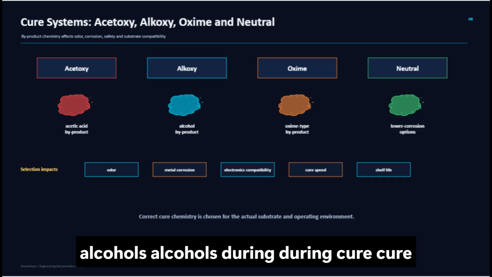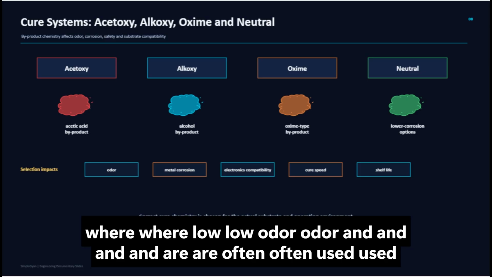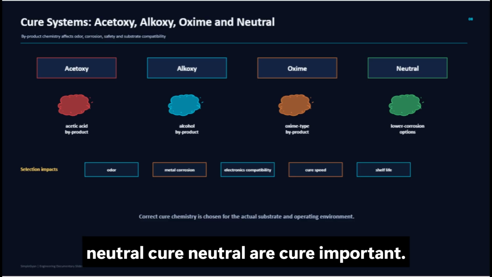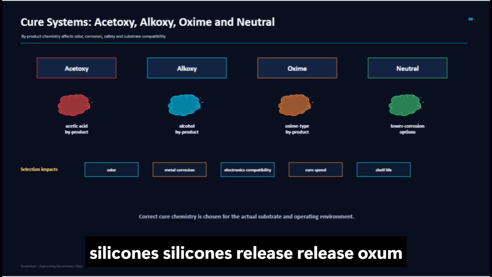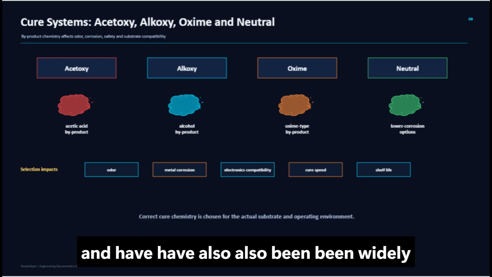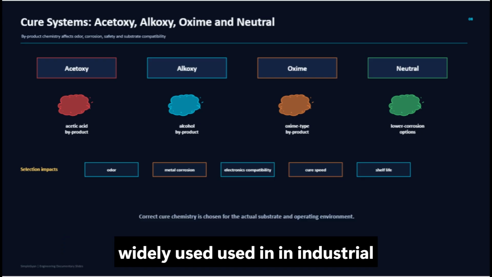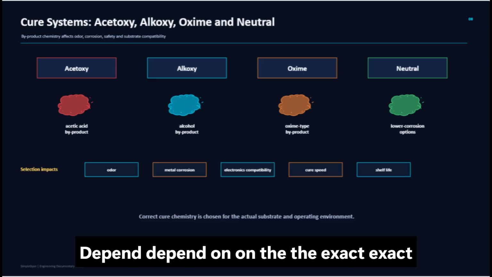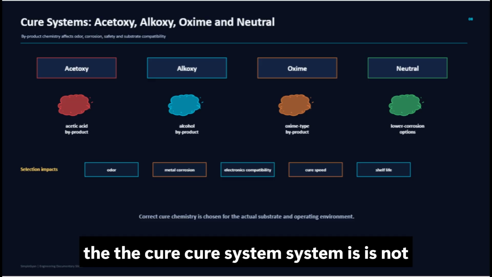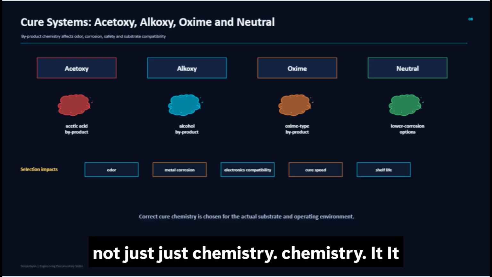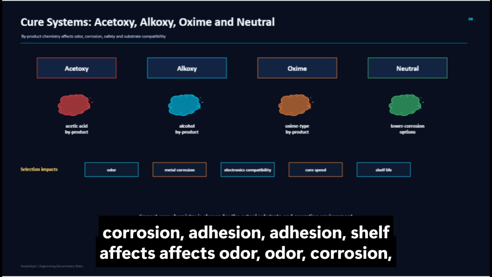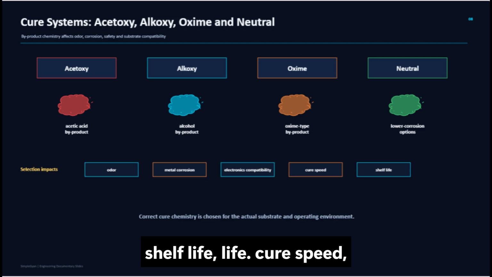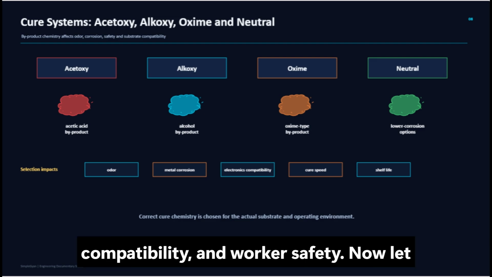Alkoxy cure silicones release alcohols during cure and are often used where low odor and neutral cure are important. Oxime cure silicones release oxime-type byproducts and have also been widely used in industrial sealants, though safety and regulatory considerations depend on the exact chemistry. Choosing the cure system is not just chemistry. It affects odor, corrosion, adhesion, shelf life, cure speed, compatibility, and worker safety.